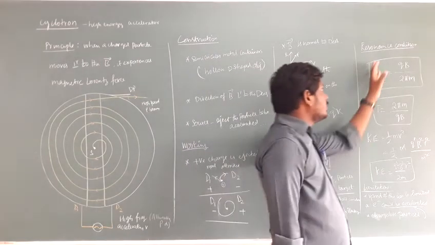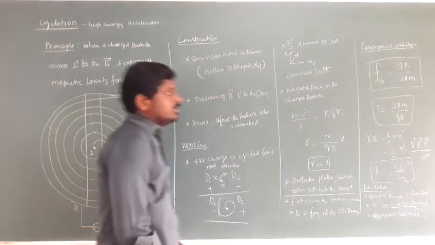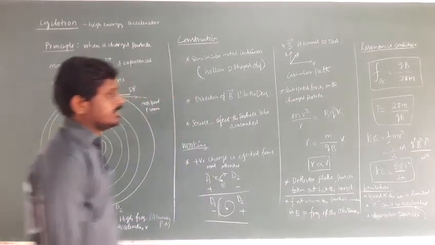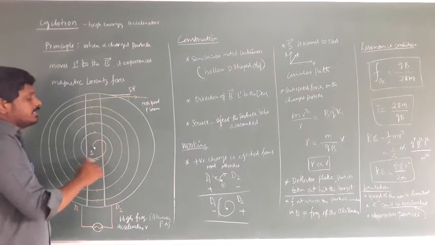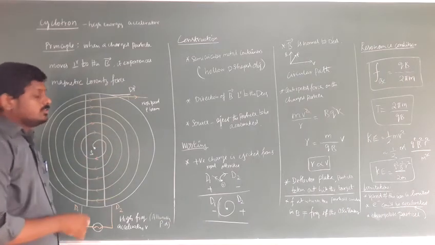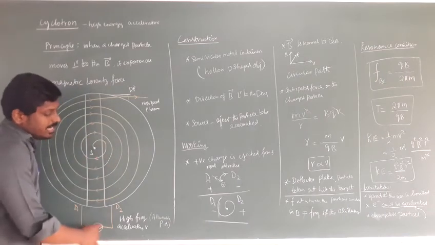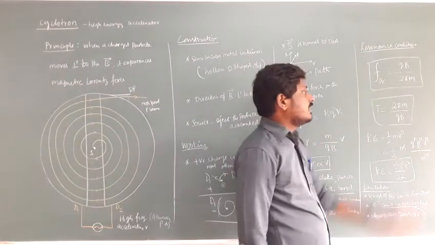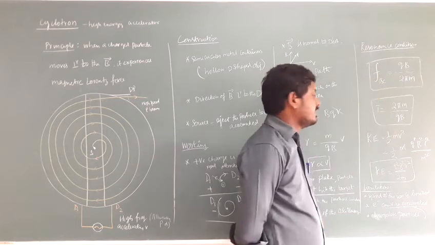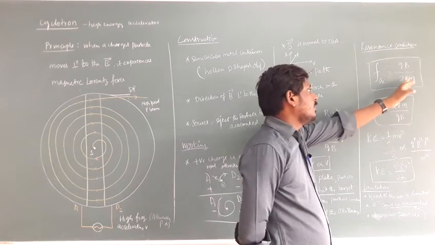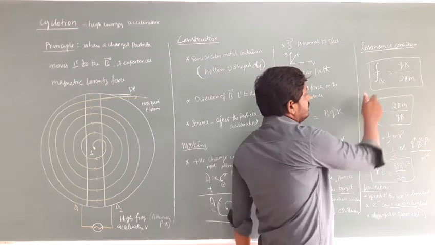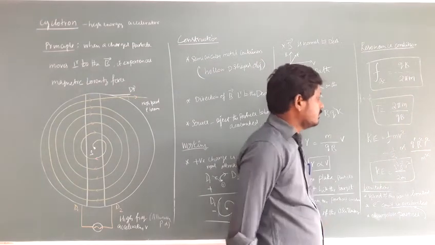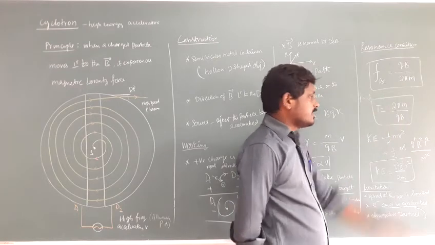Then there is a specific condition to work, that is the resonance condition. The frequency at which the particle circulates in the magnetic field should be equal to the frequency of the alternating potential difference, the oscillating frequency. That is the resonance condition. So the frequency f, the oscillating frequency, is equal to q by 2 pi m. Frequency equals 1 by T, so just reversing, 2 pi m by qB is the time period of the charged particle.